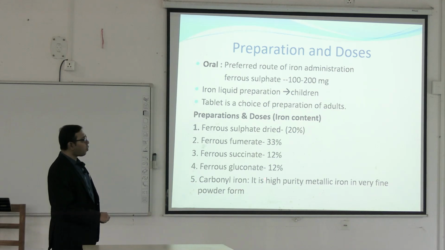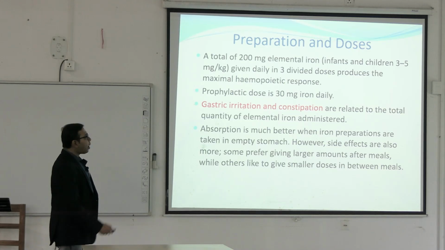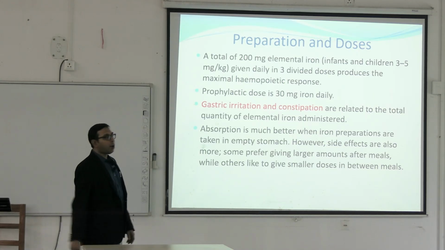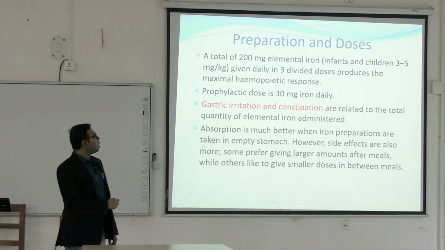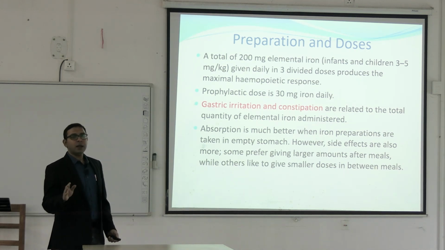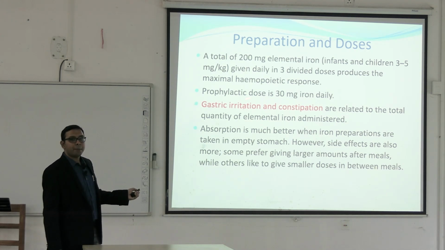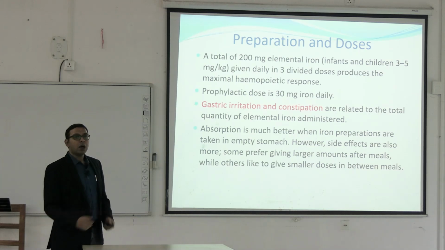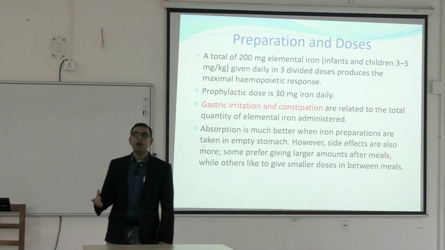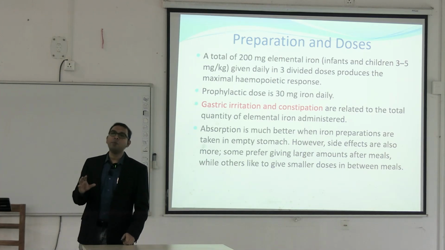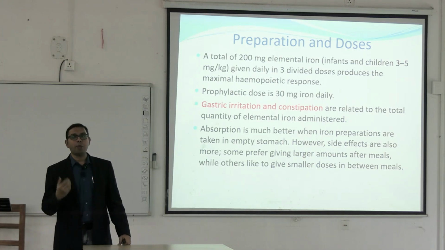Carbonyl iron is the newer one, which is a high purity metallic iron in very fine powder form. Usually at 200 milligram of elemental iron, in infants and children 3 to 5 milligram per kg, given daily in 2 or 3 divided doses, that produces the maximum hematopoietic response. Now, when the iron tablet is given, the most common problem is gastrointestinal problems.